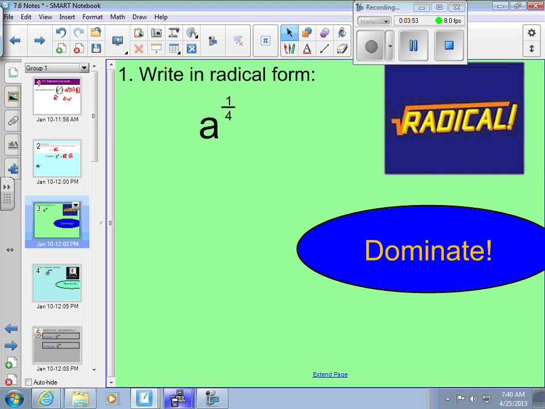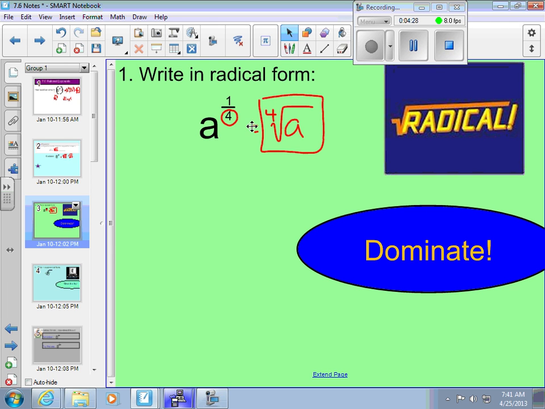All right, on your sheet, there's just a couple examples we're going to try here. On number 1, they want us to write a to the 1/4 in radical form. All right, radical form, that's kind of what we just did in that last example. We want to write this with a radical, or with a root. So our big number that's going to be in the root is going to be a. What type of root are we doing? Well, we can see 1 over 4, so this would be the 4th root of a.